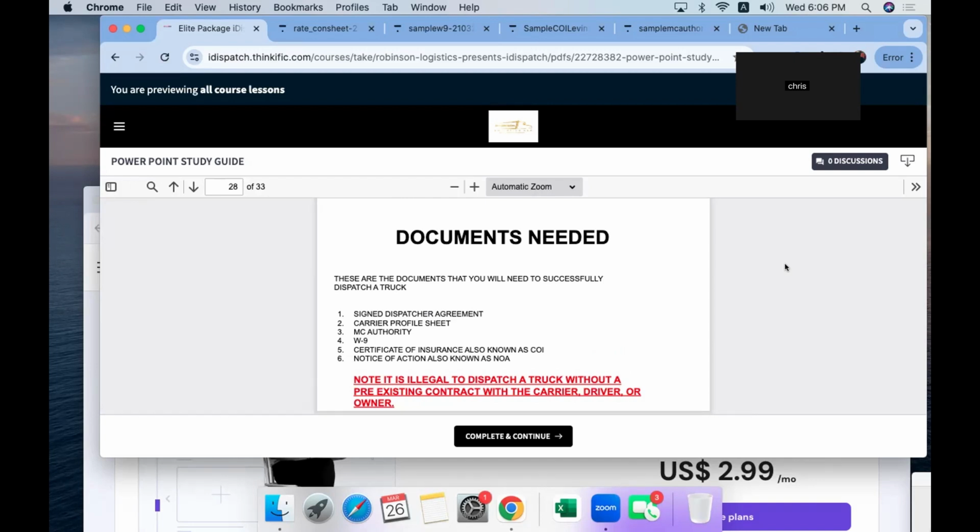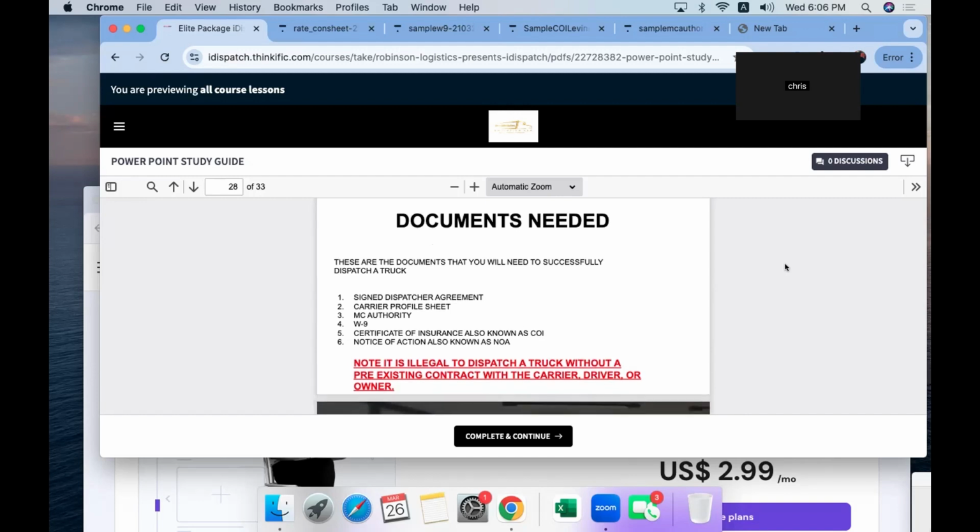We also have the MC authority. What is that? The MC authority is a written document that shows you that this massive truck has the authority to drive on the interstate, or to drive on the roads, period. So you want to make sure that you have that MC authority. We're going to go over why having that MC authority is super important later on in the training.